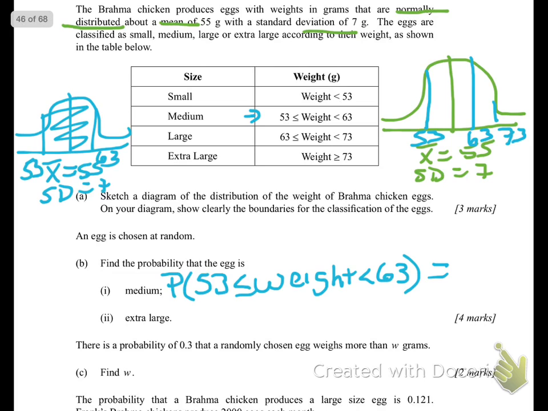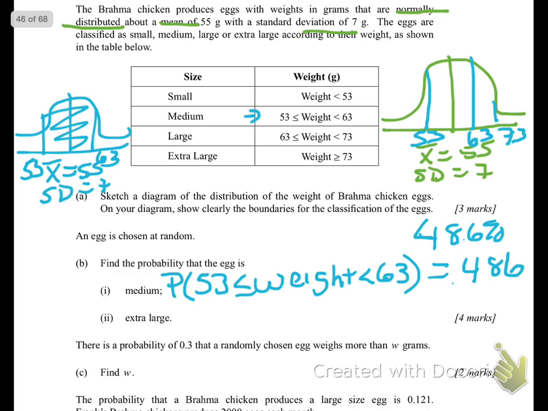Now my lower bound is the first thing they ask for. That's 53. My upper bound is 63. My mean is 55. My standard deviation is 7, and I do this, and I get 0.4859. So I'm going to go to 3 sig figs and say 0.486, or you could say 48.6%. Either answer is fine.